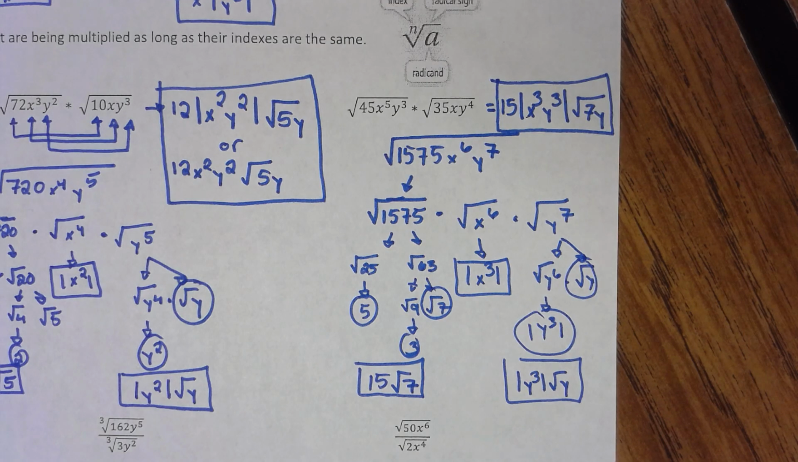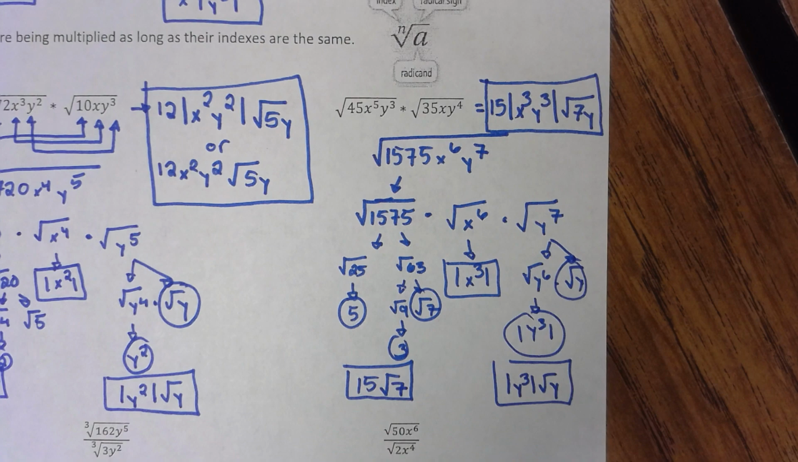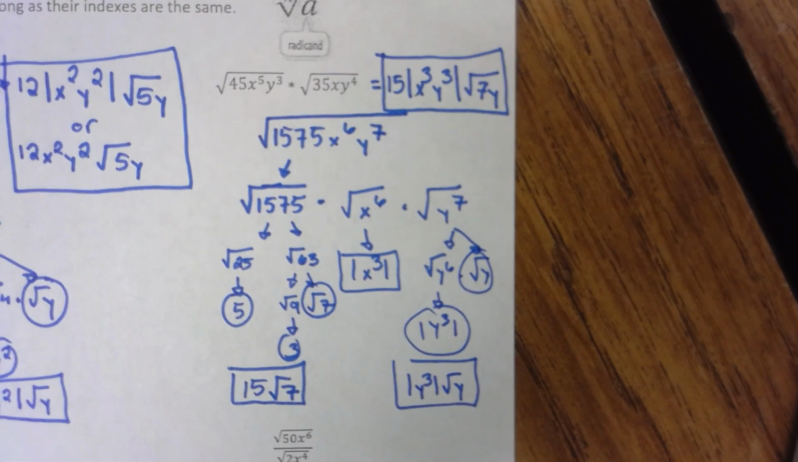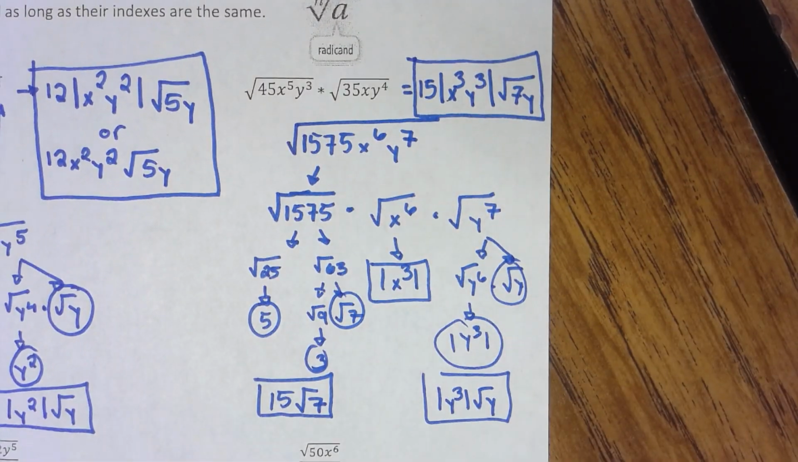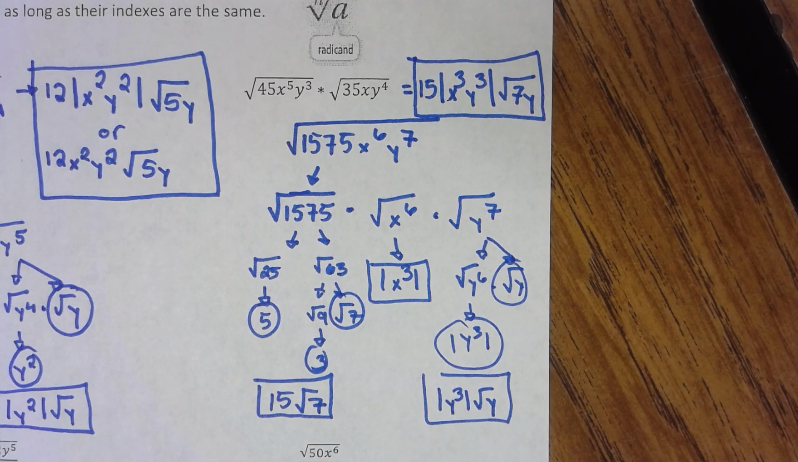See how we did here. All right, so starting with multiplying everything together, we're really simplifying the square root of 1,575 times x to the 6th times y to the 7th.